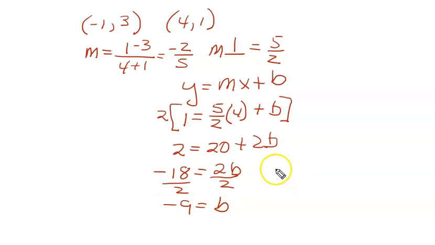So my new equation then that would be perpendicular to the line that has these points is going to be y equals my new perpendicular slope 5/2 x minus 9. And let's see how we did here.